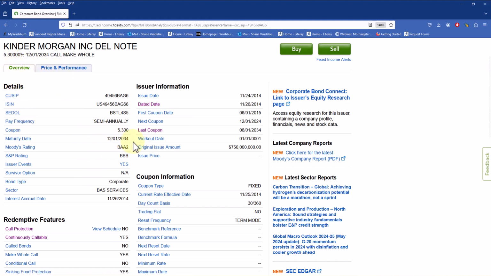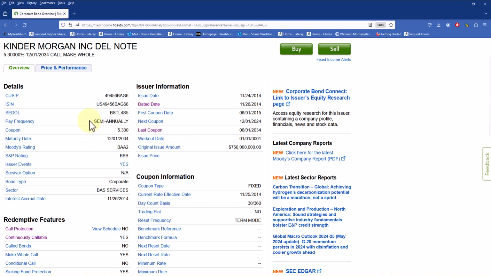Maturity date of 12/1/2034. I'm recording this on June 17th, 2024. So it's about 10 and a half years out till its maturity date. It was issued on October 24th, 2014. So it's about a 20-year bond. The original issue amount was $750 million, and we're going to talk a little bit about what you get whenever the bond matures here in a minute.